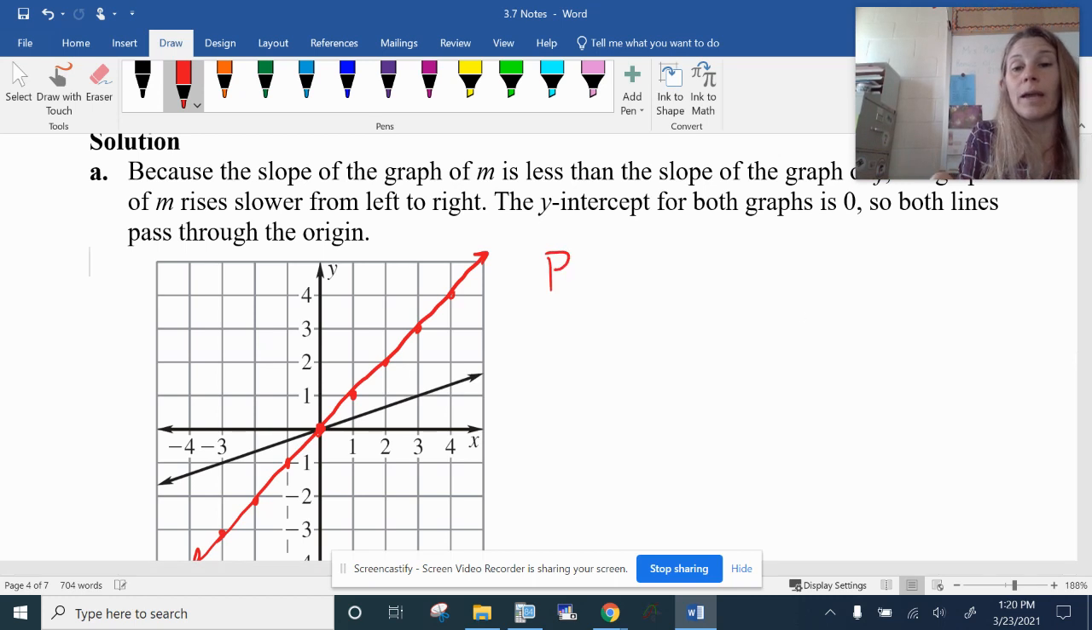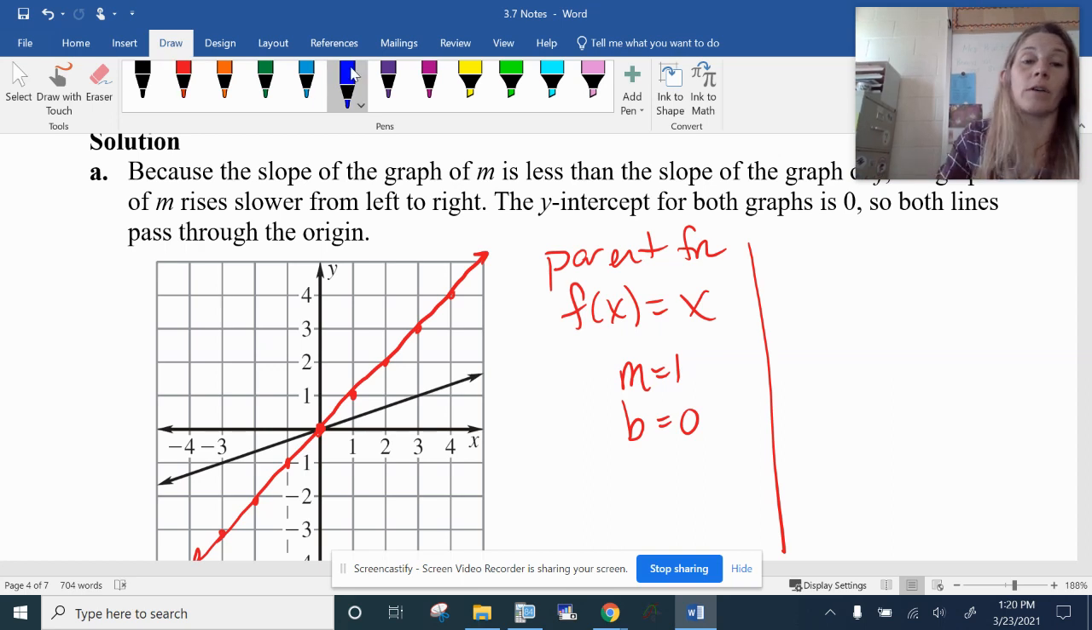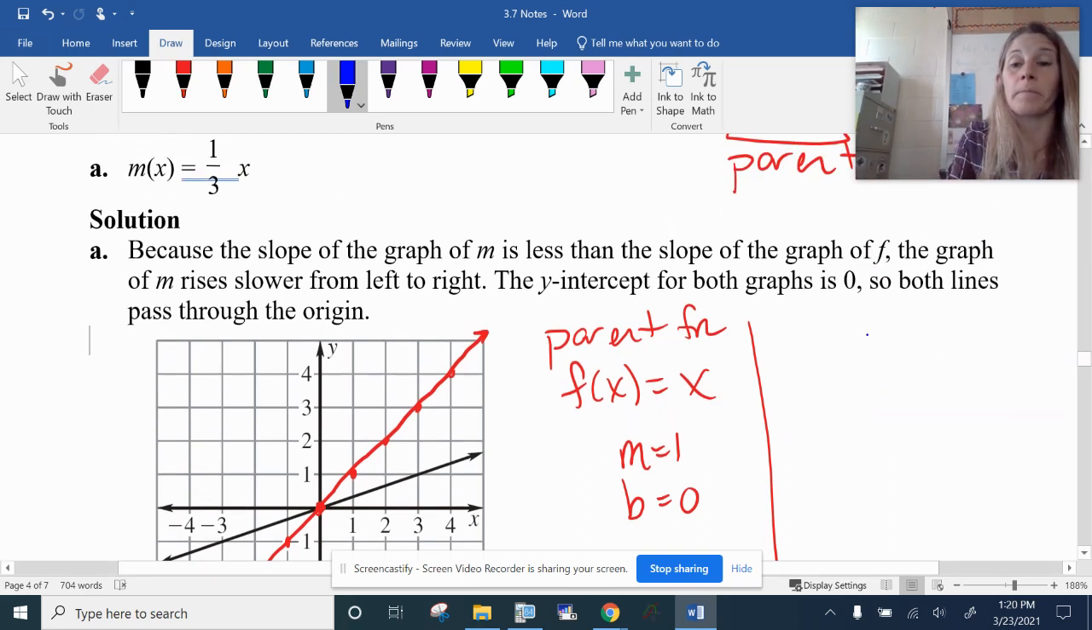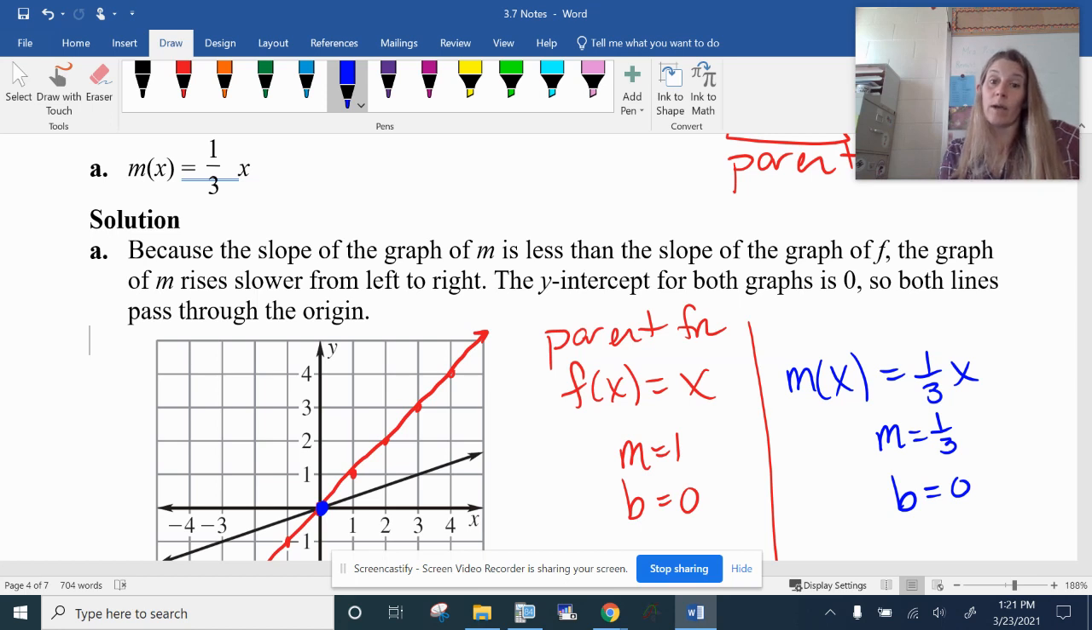So if we know that the parent function is f of x equals x, and that's this one here I just did in the red, that means that my slope is 1 and my y-intercept is 0, right? Now, the function for this particular question, m of x, was 1/3 x. And notice this one also has a y-intercept going through the origin, but this time the slope was 1/3.